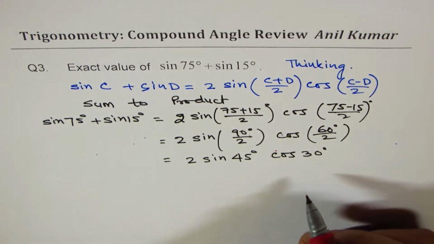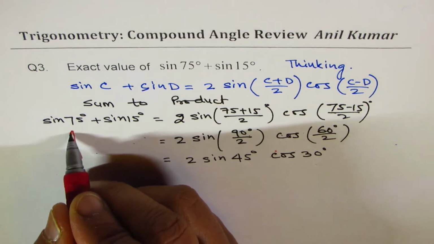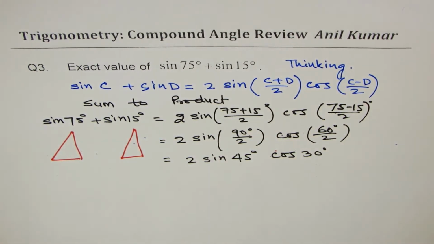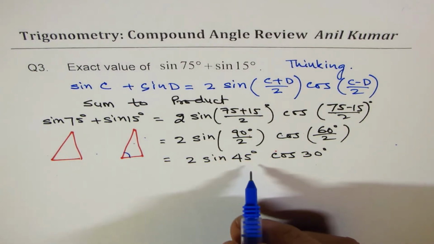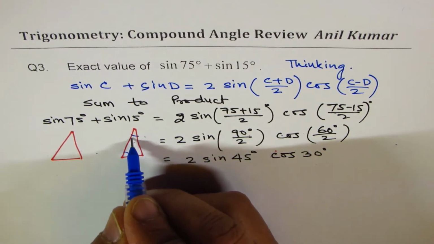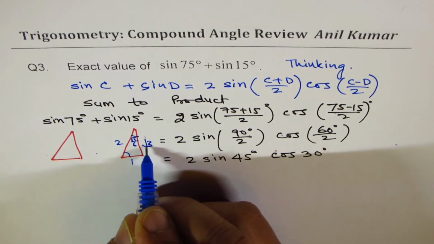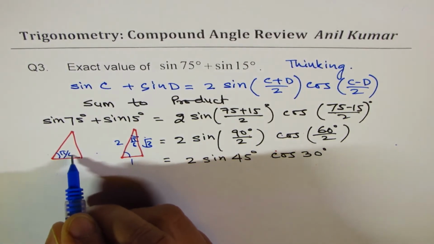And you can use special triangles. Let me make them here, 2 of them. Okay. So let's say this is, we're looking for 30. So that is pi by 6, which is 30. So we get 1, 2, square root 3. And this is pi by 4.